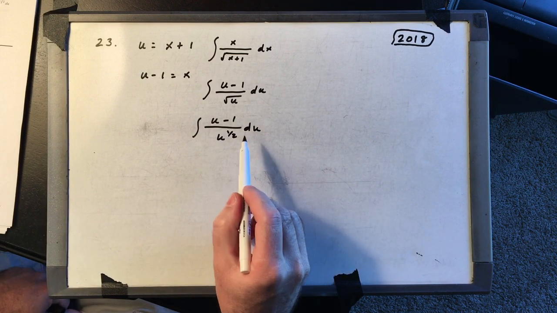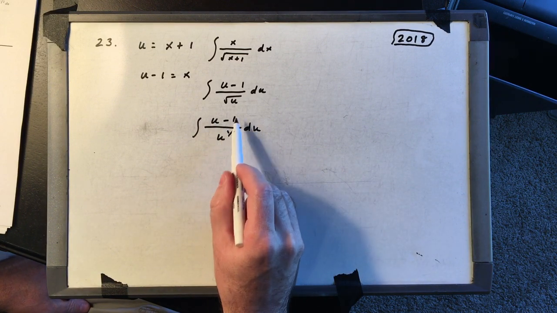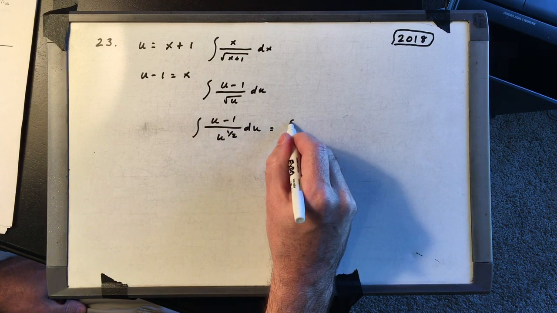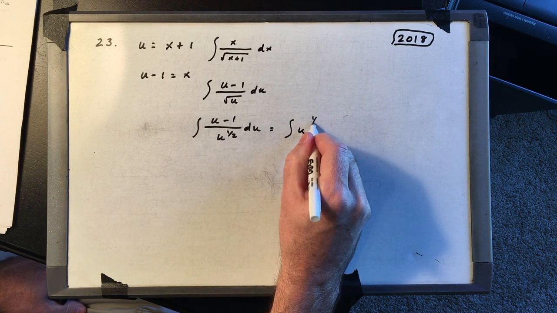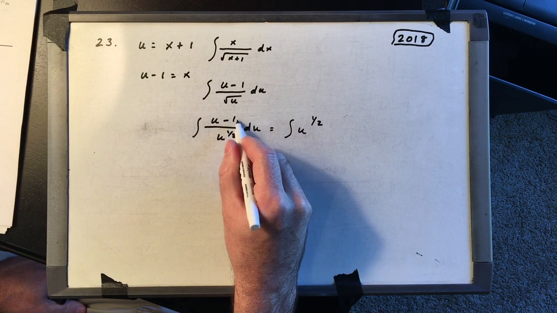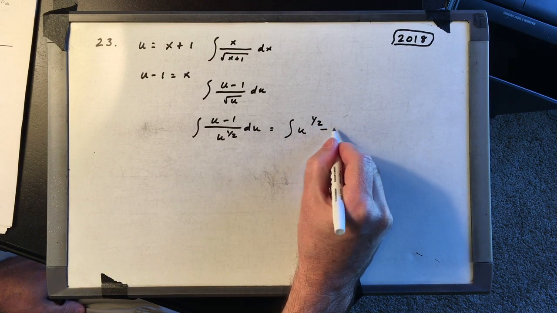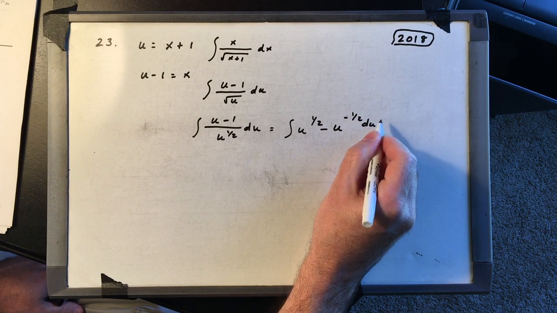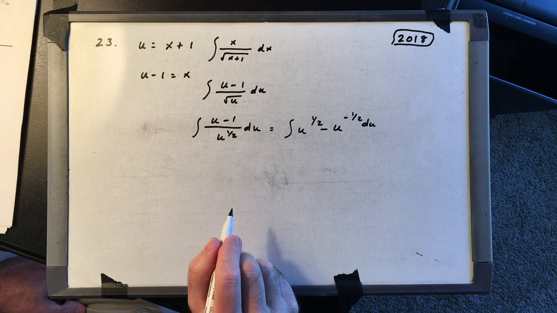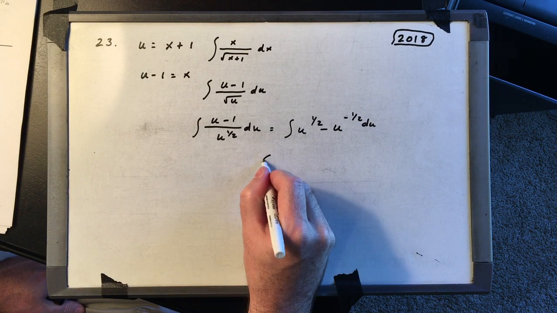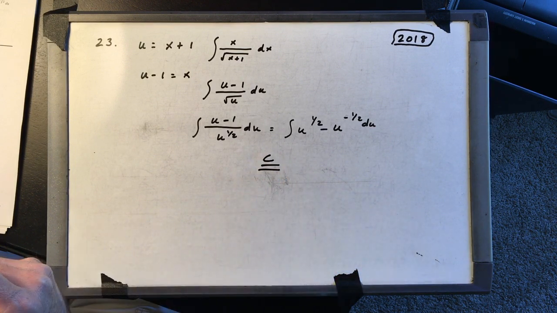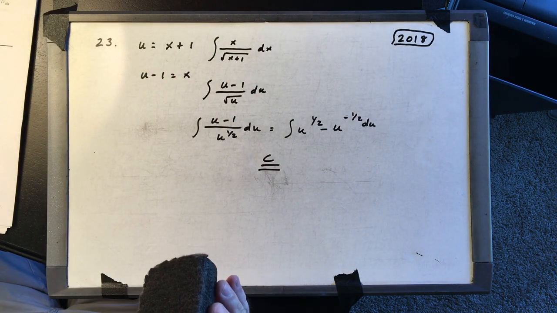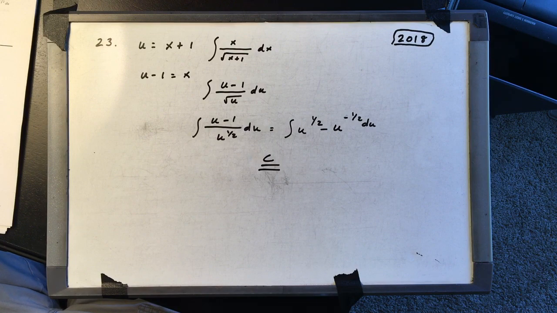Then divide u to the 1/2 into each part of the numerator. So u over u to the 1/2 would be u to the 1/2, and then minus 1 over u to the 1/2 would be minus u to the minus 1/2. And that is answer C. So really not too bad. We've done a lot of u-substitution problems, so good to go.